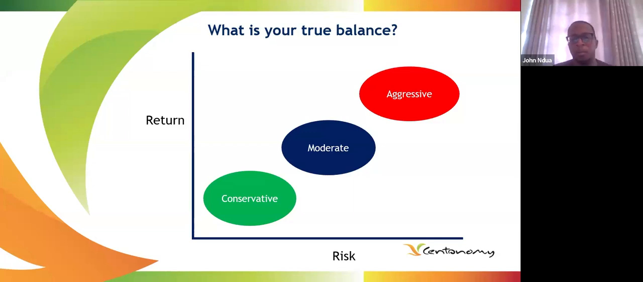Moderate means you have a moderate risk tolerance, moderate risk capacity, and moderate risk requirement. So you are in between. You can mix around. Aggressive means you have a high risk tolerance, high risk capacity, and a high risk requirement. So you take a high risk investment.